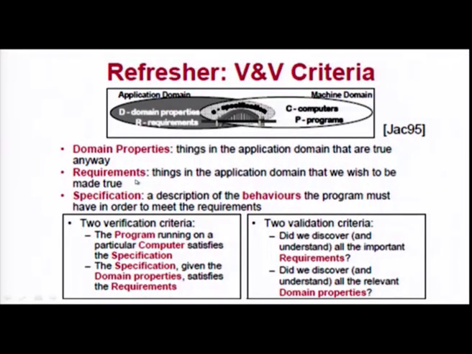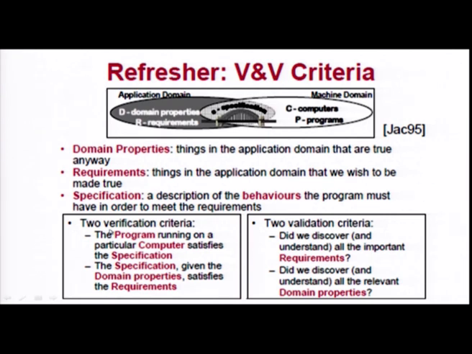Our requirements going into machine domain, computers, programs, domain properties, things in the application domain that are true. Usually, that is what we mean is a domain. Domain knowledge should translate into facts and truths about that domain. Requirements, things in the application domain that we wish to be made true. The application domain should also reflect the same trueness everywhere. Specification, a description of the behaviors. So, what is it that we want?